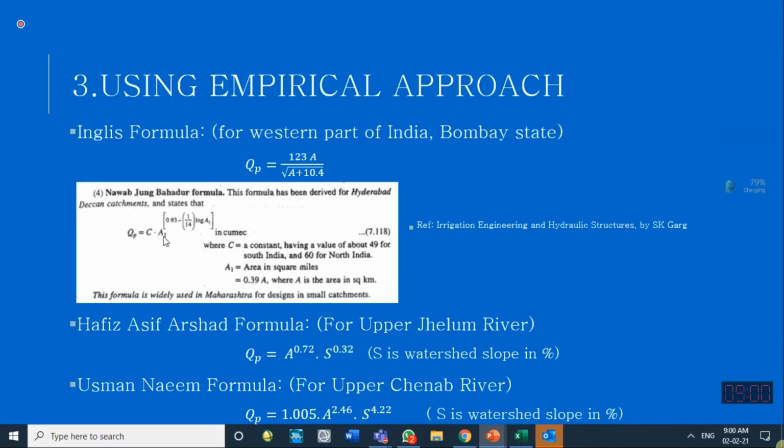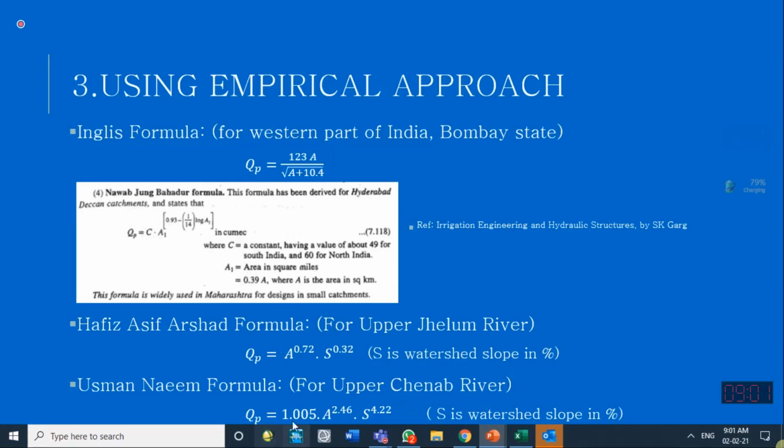So Q is C into A1 power 0.93 minus 1 over 14 log of A1. It is only area specific. So if the watershed is small, Q peak will be less; if the watershed is large, it will be more, because they know historically what the rainfall was over there.